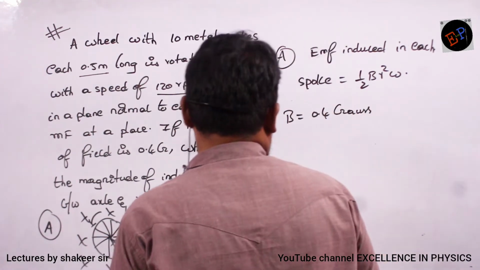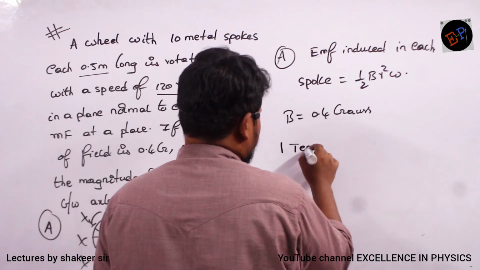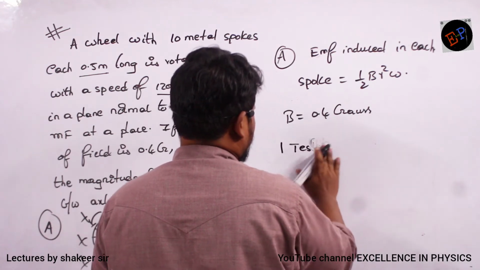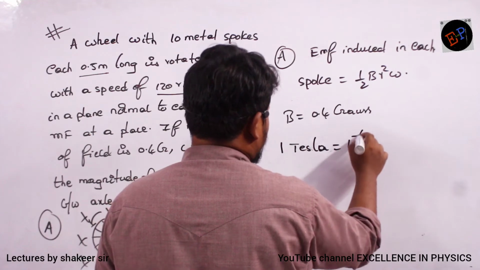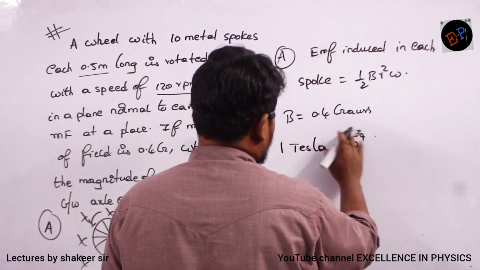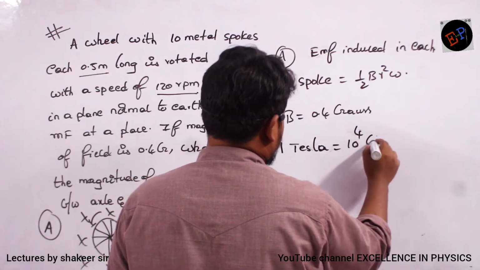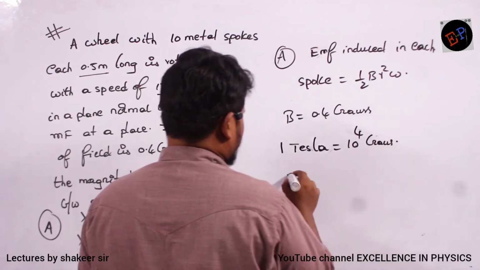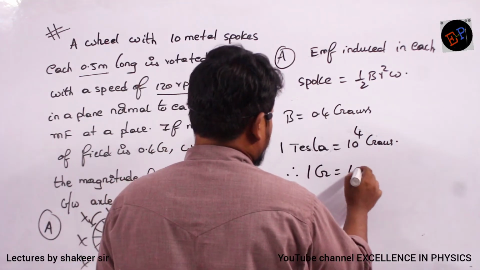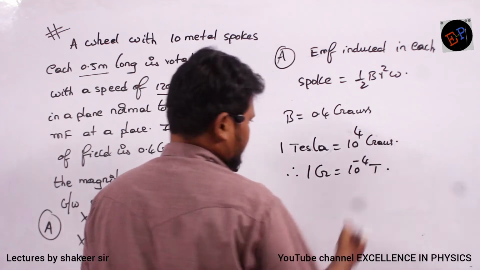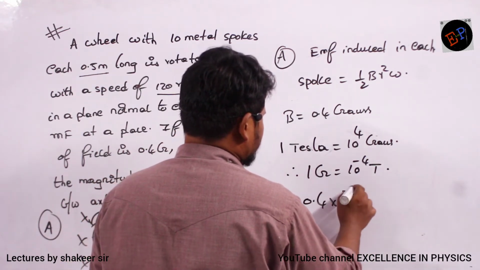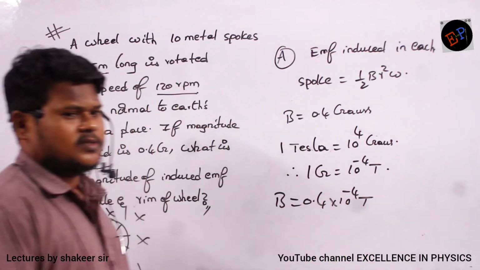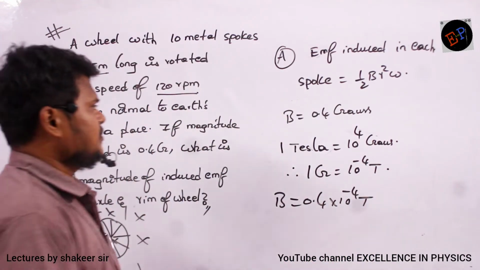1 Tesla is equal to, Tesla is the SI unit of magnetic field. 1 Tesla is equal to 10 power plus 4 Gauss. Therefore, 1 Gauss is how much? 10 power minus 4 Tesla. So therefore B is equal to 0.4 into 10 power minus 4 Tesla. This is the strength of magnetic field. Are you able to understand?